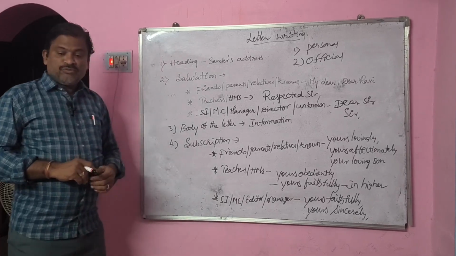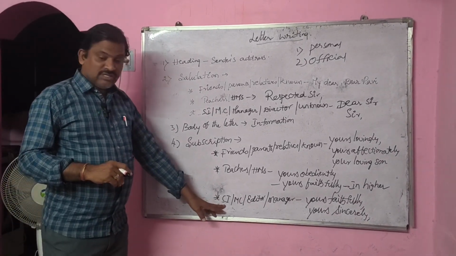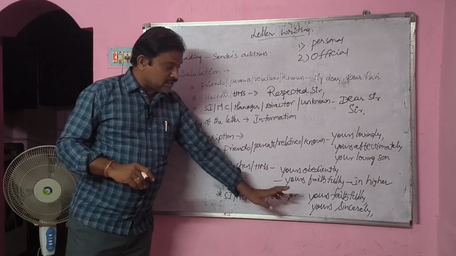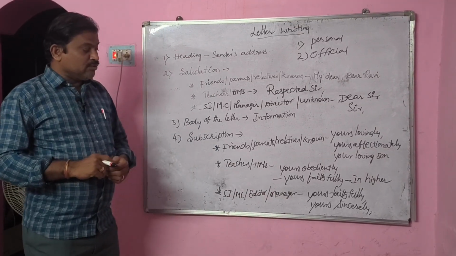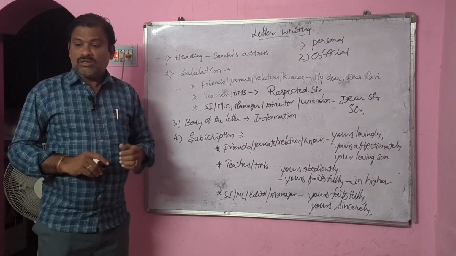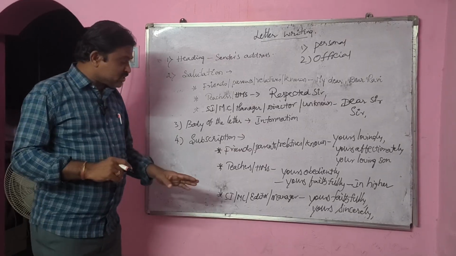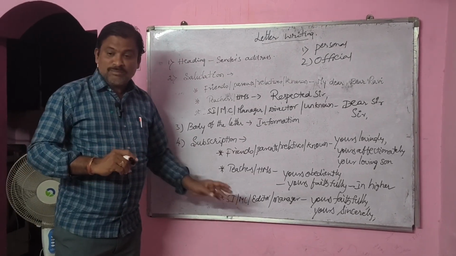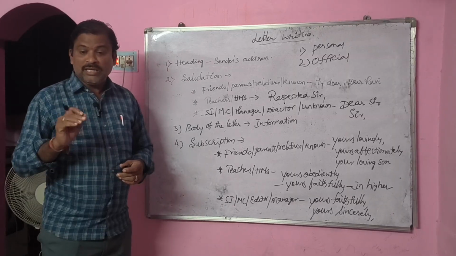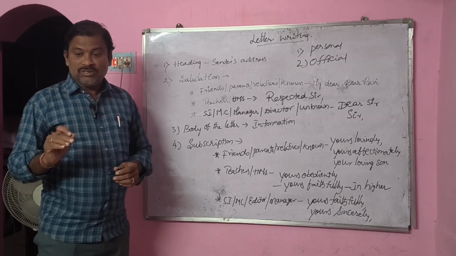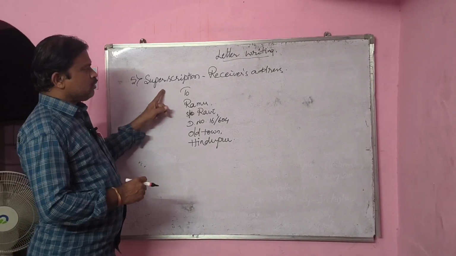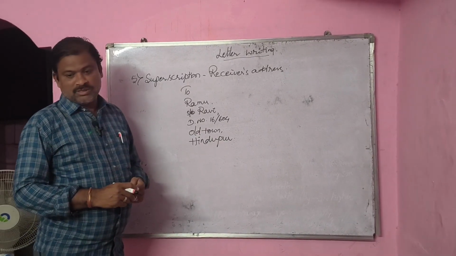Next, if you write a letter to an SI, municipal commissioner, editor, manager, or director, write simply "yours faithfully" or "yours sincerely". And if you take the editor separately, write simply "yours truly", T-R-U-L-Y, yours truly. The fifth condition is superscription, or the receiver's address.